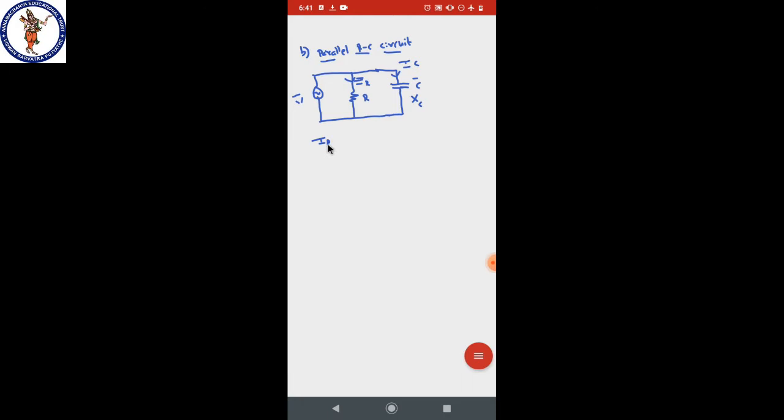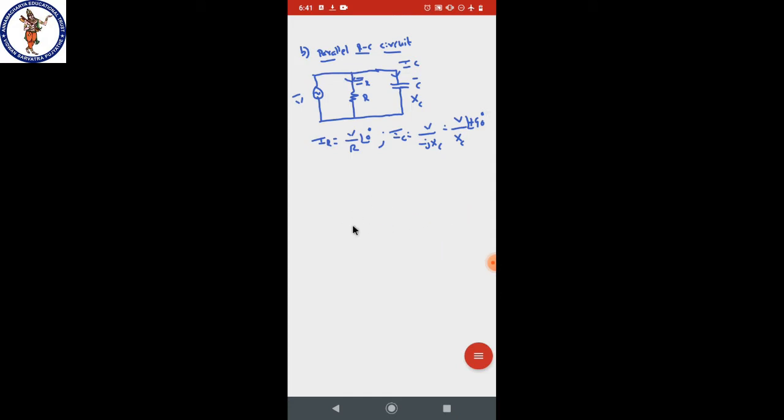What are the currents? IR equals V by R at an angle of 0 degrees. What is the IC current? IC equals V by minus jXC, so I will write V by XC at an angle of positive 90 degrees, because it goes up, it will be positive.